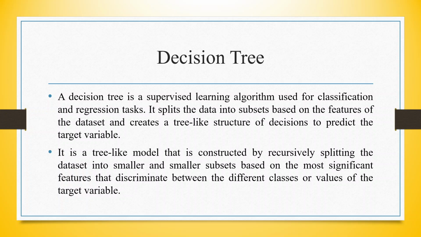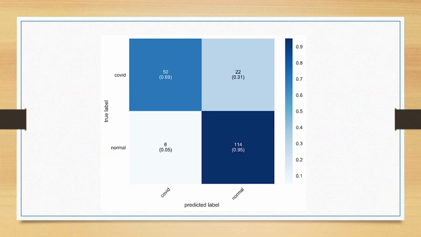It is a tree-like model that is constructed by recursively splitting the dataset into smaller and smaller subsets based on the most significant features that discriminate between different classes or values of the target variable. Once we run the decision tree, we will get the prediction column. Now, we will have to check the accuracy of the particular decision model based on the confusion matrix.